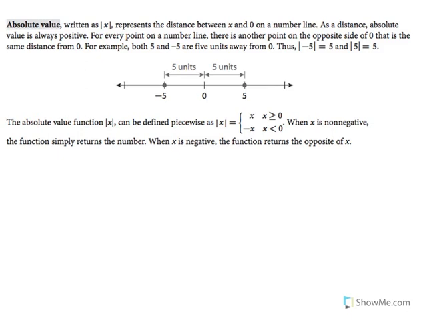So the absolute value of x can be defined as a piecewise function: x for x greater than or equal to 0, or negative x for x less than 0. When x is non-negative, the function returns the number. When x is negative, the function returns the opposite of x.